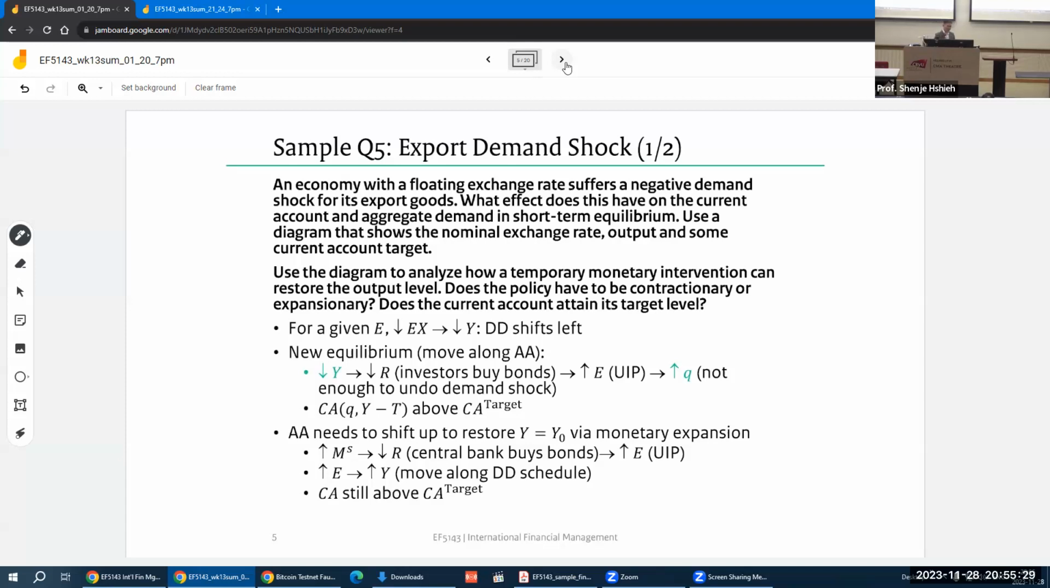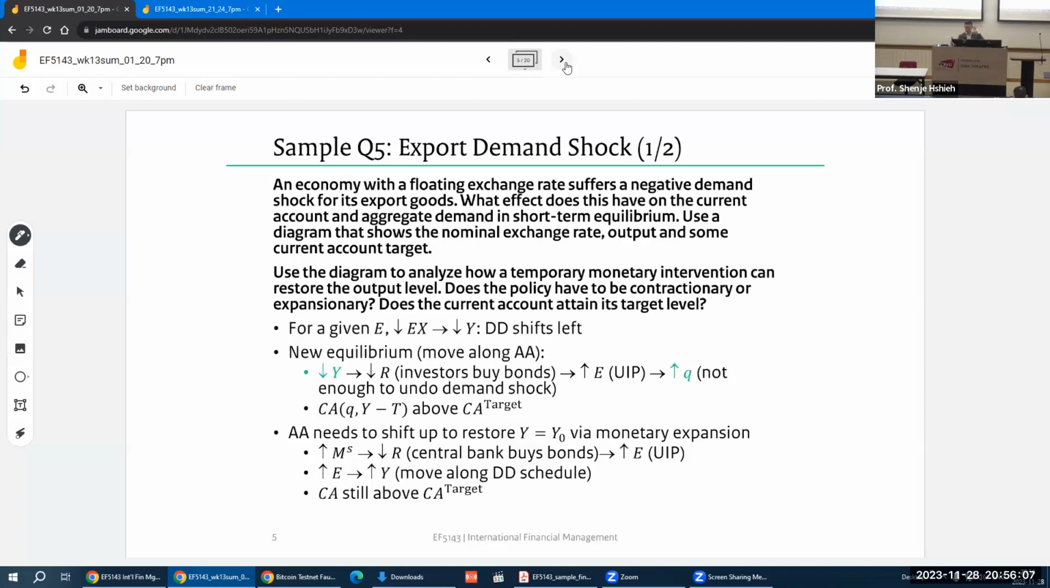All right, so let me read the Q5 question. An economy with a floating exchange rate suffers a negative demand shock for its export goods. What effect does this have on the current account and aggregate demand in short-term equilibrium? Use a diagram that shows the nominal exchange rate, output, and some current account target. So what that means is that you should start out with an initial equilibrium, assume that the country has already hit the target, and then shift the curves and see where the new equilibrium is relative to the target.